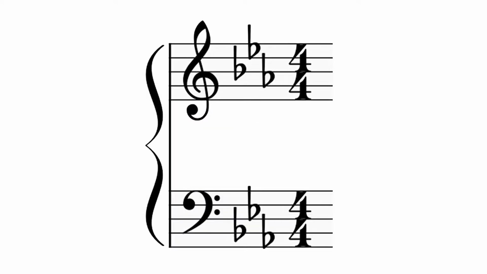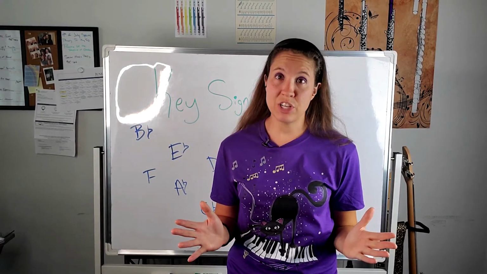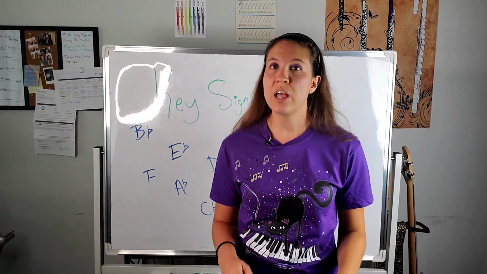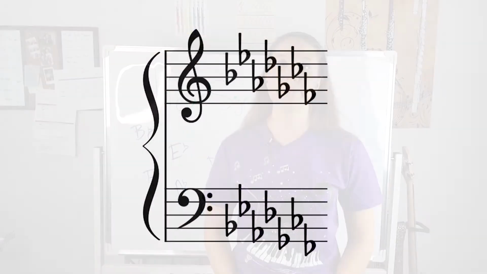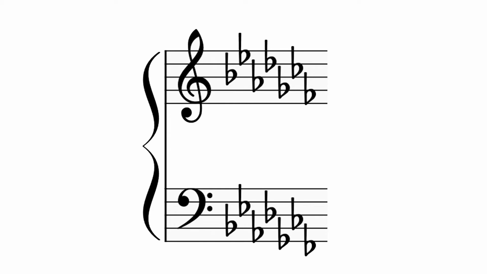How many flats are in this key signature? 3. What are they? B flat, E flat, and A flat. What is the name of this key signature? E flat. I want to make a quick mention that the flats will always go in order. They will never scramble. B will always be the first flat. E will always follow. Then A. So on and so forth. We will never see it in any other way.